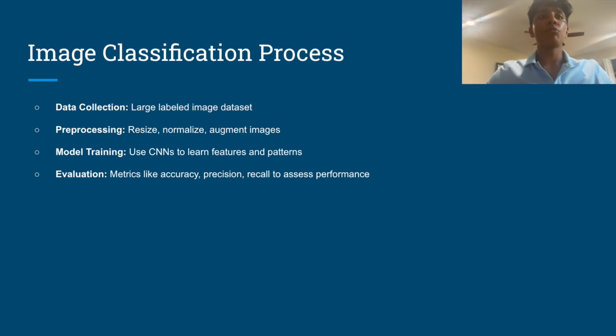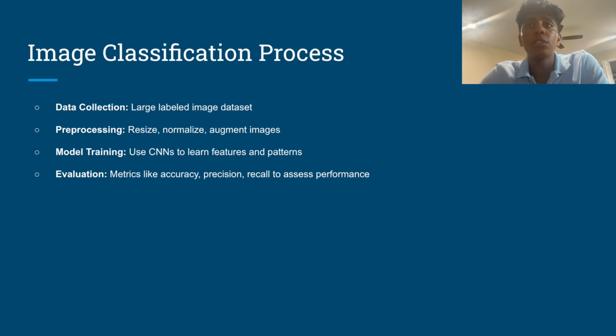After training, the model's performance is assessed using evaluation metrics such as accuracy, precision, recall, and F1 score. The model is tested on a separate dataset called a validation or test set that it hasn't seen during training, and these metrics help determine how well the model generalizes to new data.